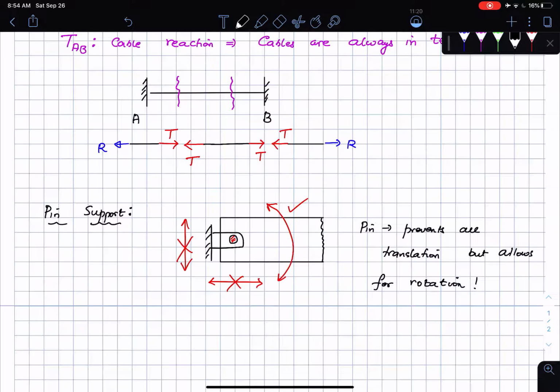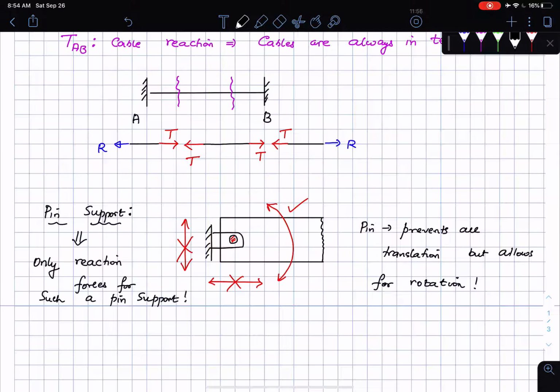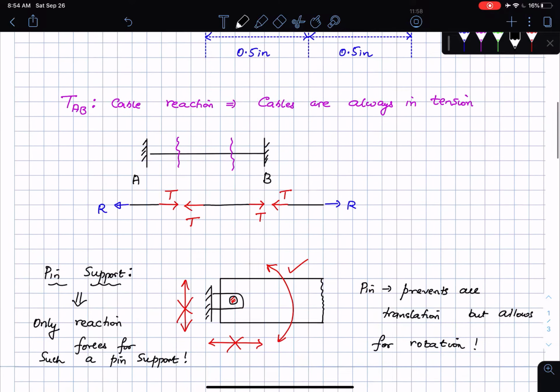I just want to write it properly so that it looks like "prevents." So a pin support prevents all translation but allows for rotation, which means that in 2D I'm going to have two reaction forces. I'm not going to have a reaction moment. So a pin support has only reaction forces for such a support.